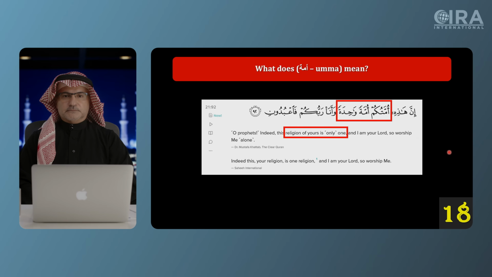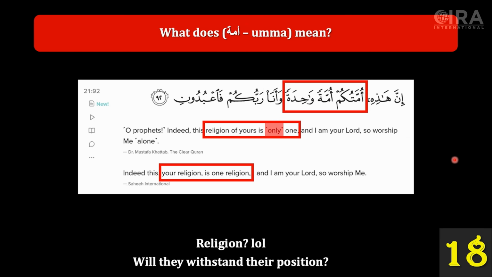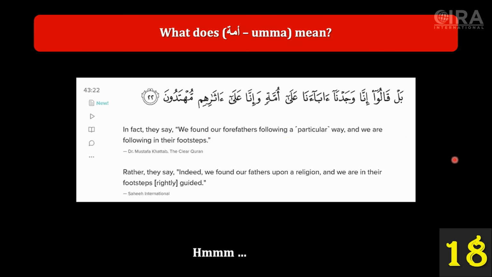Yeah. But here, Mustafa Khattab, he doesn't like that. He says, religion. This religion of yours is only one. And here, Sahih International says, your religion is one. Because they are not happy with the word ummah, meaning the sons of Israel here. They do not want that. Religion is deen, so the author could have used it here, as it's been used in other places. Exactly. Will they withstand this position in another context? Let's see. Here, ummah, they say a particular way or a religion. Again, this is fraud. This is just wrong.